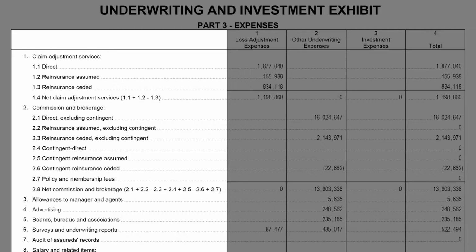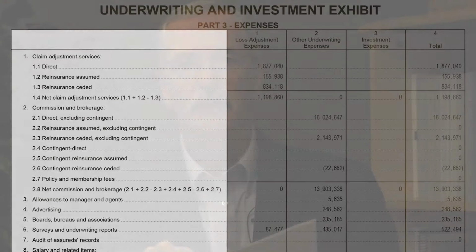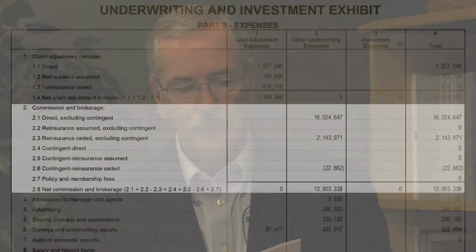And so if you look at Part 3, you'll see that the top section refers to claims adjustment services. And when you look across columns 1, 2, and 3, you'll see that there are no amounts in columns 2 or 3. There's no assignment. These expenses are specific to loss adjustment costs.